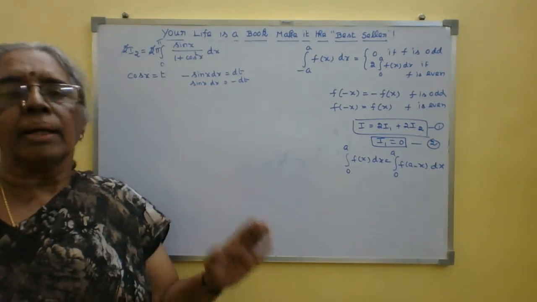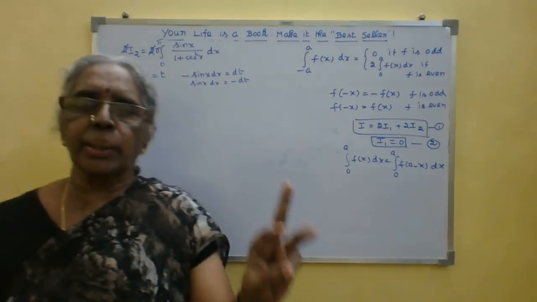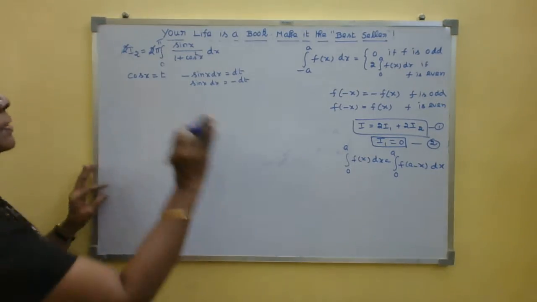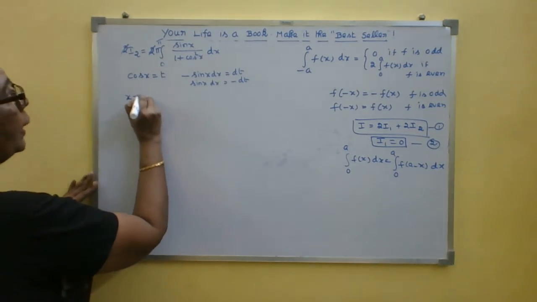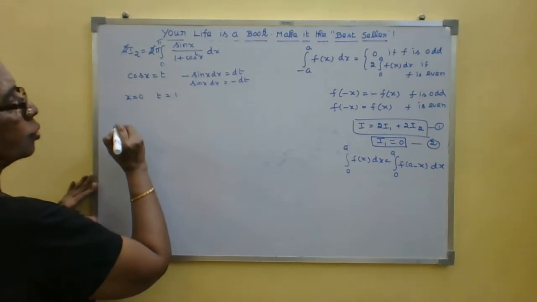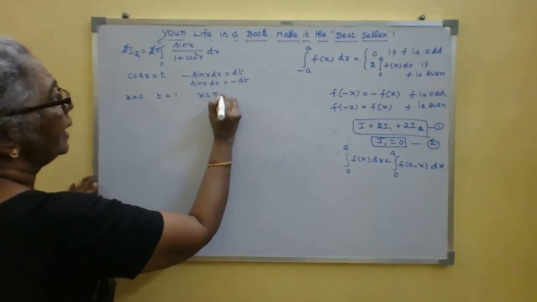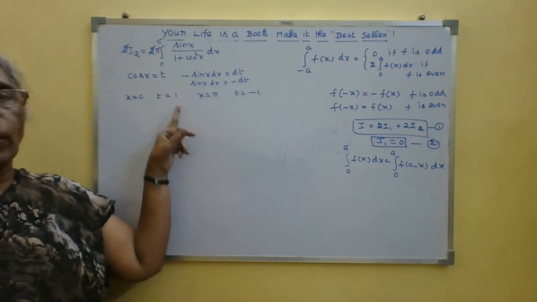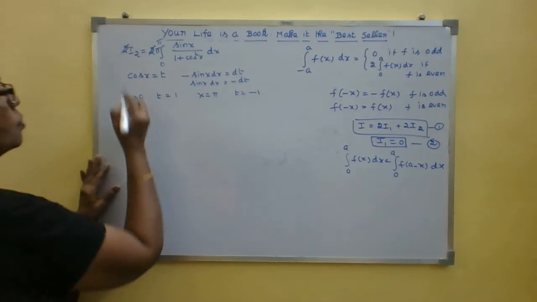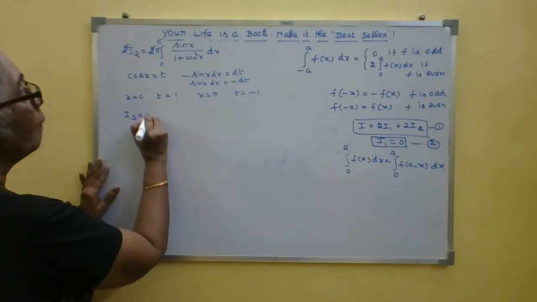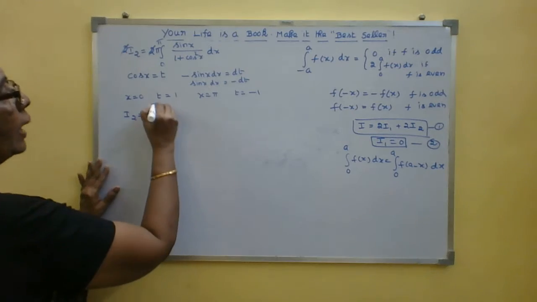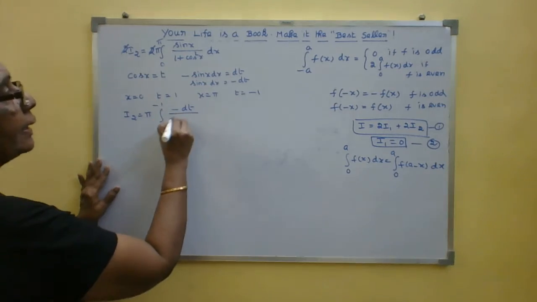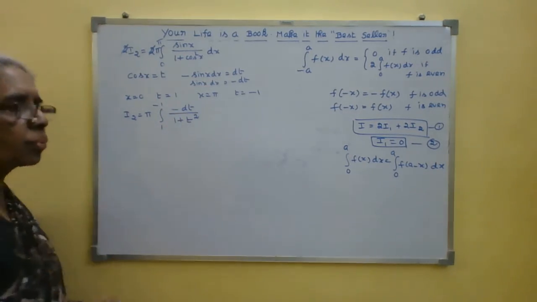In definite integral, whenever you use substitution: substitute, differentiate, change the limits. Remember these 3 steps. So now when your x is 0, t will be cos 0, which is 1. When x is pi, t will be cos pi, which is equal to minus 1. So now the lower limit is 1 and the upper limit is minus 1. So I2 will be equal to pi outside, the lower limit is 1, the upper limit is minus 1. Sin x dx is nothing but minus dt. Here you will be getting 1 plus t squared.